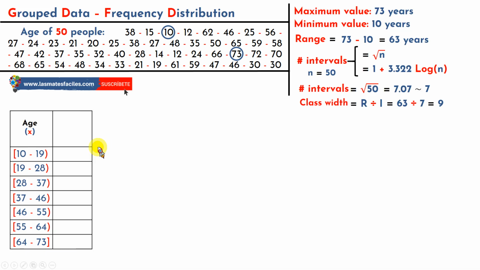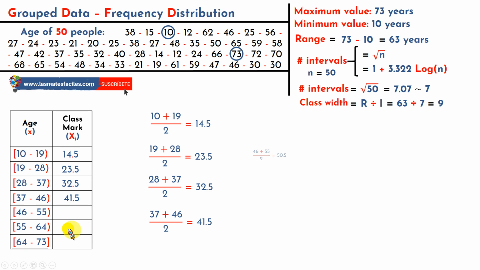Now we are going to build our second column, the class mark. The class mark is simply the midpoint of each interval. So, what value is exactly in the middle between 10 and 19? It's very easy to calculate. 10 plus 19. Then I divide it by 2 and that is 14.5. I do the same for all intervals. I add the limits and the result I divide by 2.